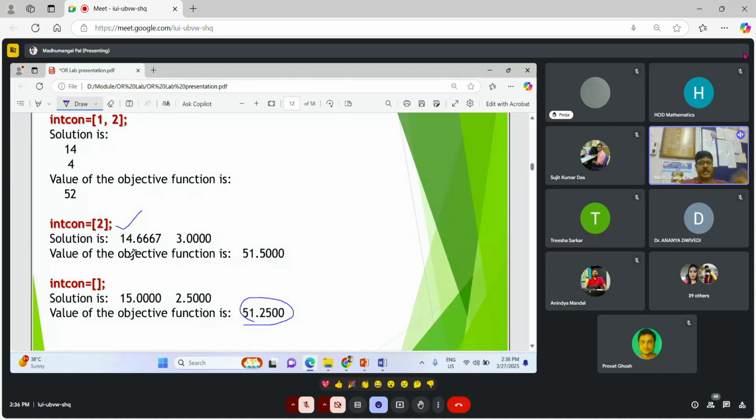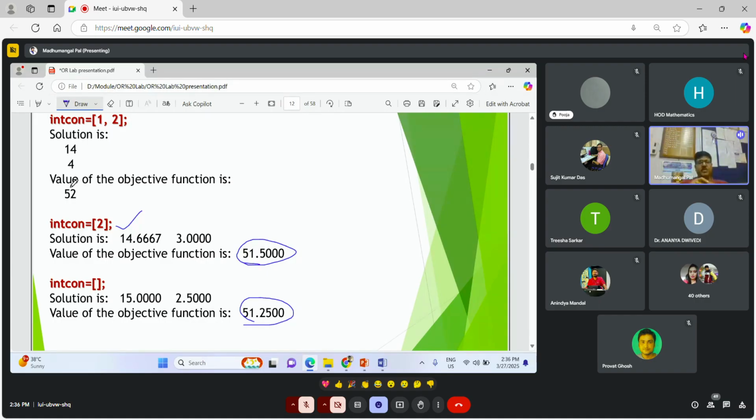If we introduce the restriction on the second variable, the solution is not as good. It is increased. Actually, we are trying to find the minimum solution, but in this case, the value is 51.5, which is more. And if we introduce the restriction on both variables, x1 and x2 considered as integer variables, then the value is 52. It is more than 51.5. So integer variables mean another restriction, another constraint is introduced. So if you introduce more constraints, the value will not be good basically.